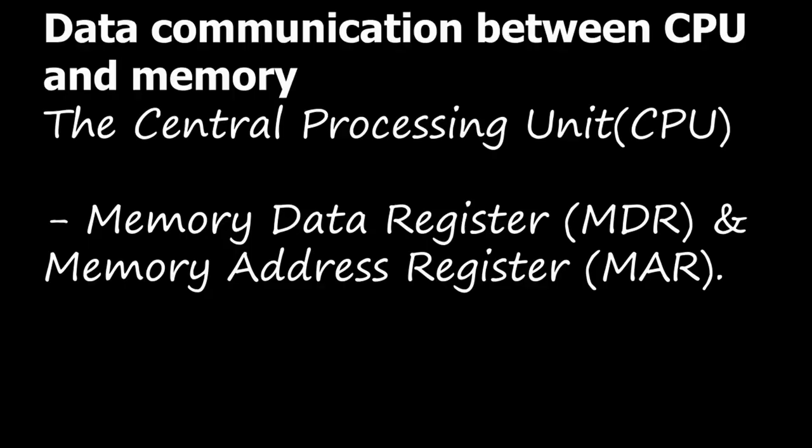The next one is data communication between CPU and memory. Here CPU means central processing unit, right? For memory, we have the memory data register, memory address register, and what else do we have? Now let's see it in detail.